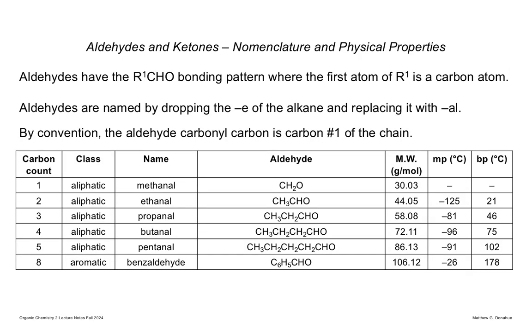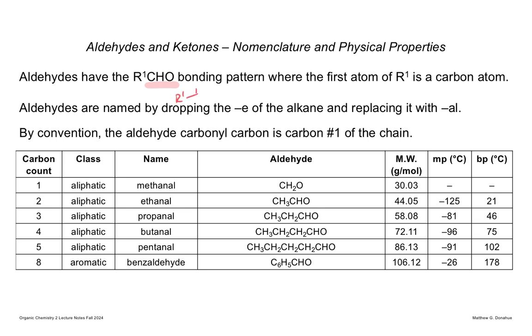So we'll start with nomenclature and physical properties of aldehydes and ketones, and then review some of the reactions we learned in the prior modules of them, and then get on to the new reactions. So aldehydes will always have this CHO bonding pattern.